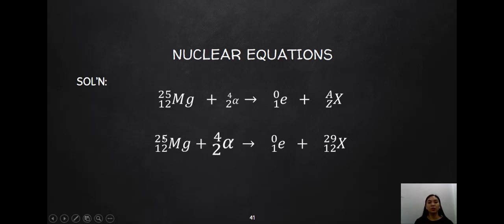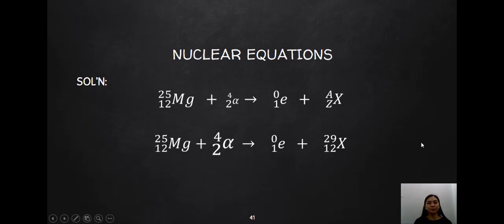So you have there 25 plus 4 is equal to 29. So dapat 29 din yung nasa kabila. So that's 29 plus 0. So ganun din, 12 plus 2 equals 14. So dapat yung nasa kabila, 14. May 1 ka na dito. So dapat, mali, dapat 13 ito. Sorry class. So, dapat 13 yan.